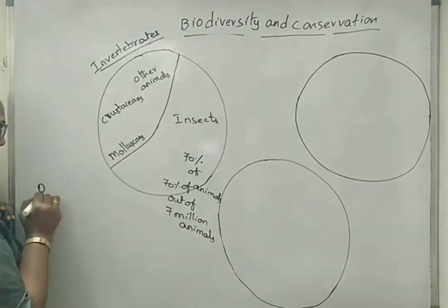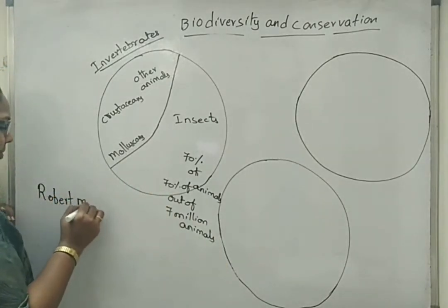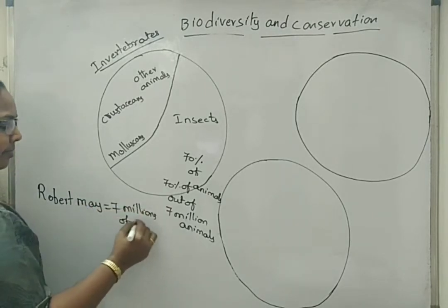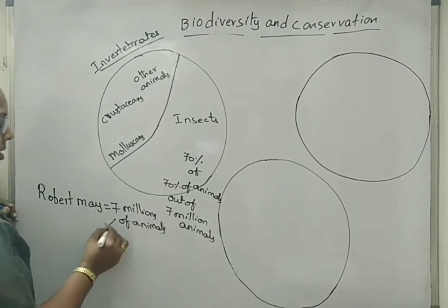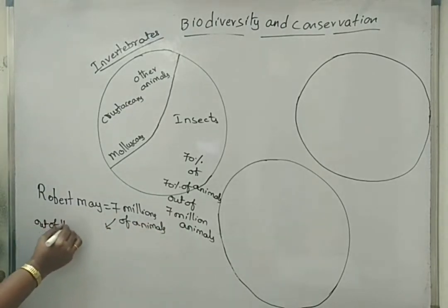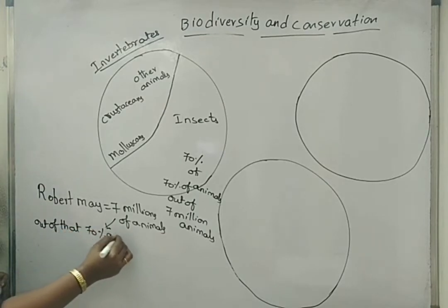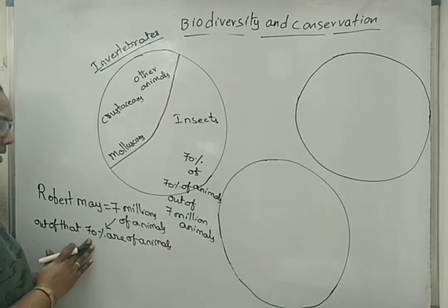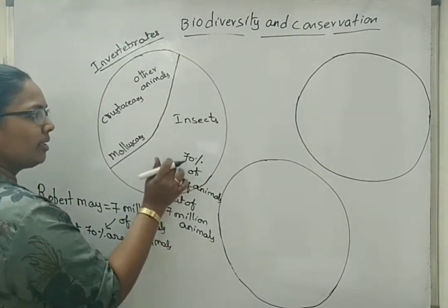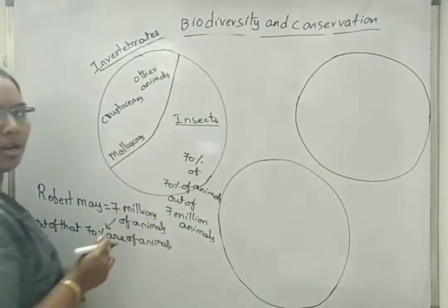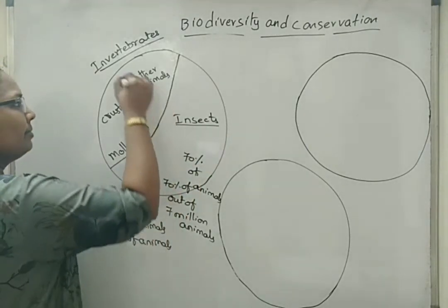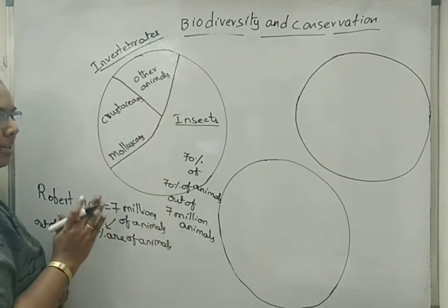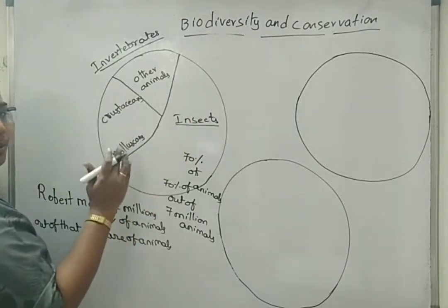As we have said, according to Robert May, there are 7 million species. Out of that, 70% are animals. Now, out of this 70% of animals, again 70% are occupied by insects, that is arthropoda. Next priority goes to other animals. Here, the percentage is not given and that is not important for us, but we will see the sequence.